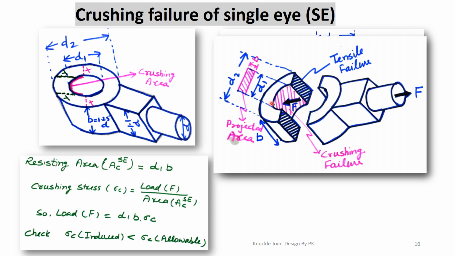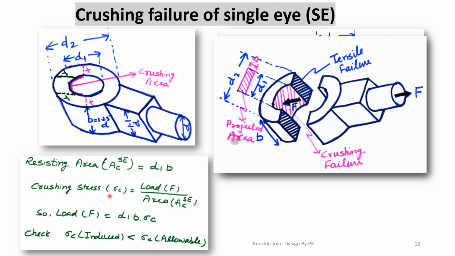If we take the projected area, it looks like a rectangle whose depth is equal to b and whose width is equal to d1. So what is this total area? This area is d1 into b. So this is the projected area of this curved portion whose diameter is d1 and whose thickness is b, and this area fails in crushing. So the resisting area A_CSE, where C means crushing failure and SE means single eye, is d1 into b. This is the projected area.